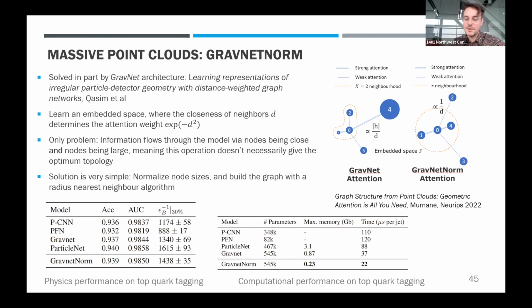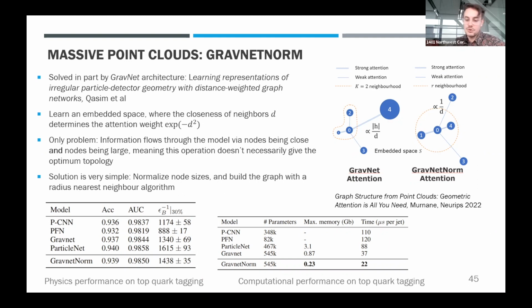Now, I know this is all getting a little bit in the weeds, but basically the point is that we don't want that. We want that space to only communicate by distance, because that distance is how we're going to construct the graph in the first place. So the solution, in our case, was embarrassingly simple. We just normalize all the node sizes and then build the graph using our radius nearest neighbor algorithm. And that improved the performance quite a bit, and it meant that we were able to use our RNN, our radius nearest neighbor, rather than a KNN, which we know scales worse.